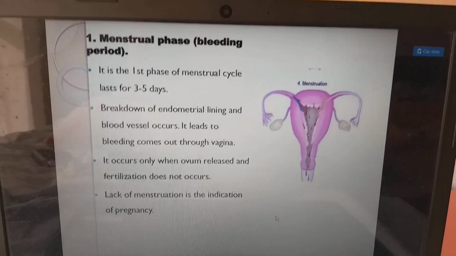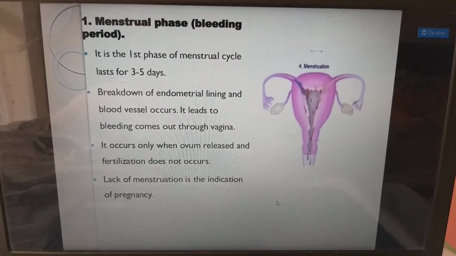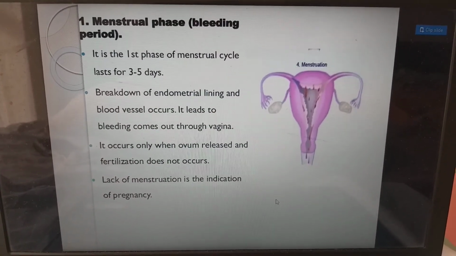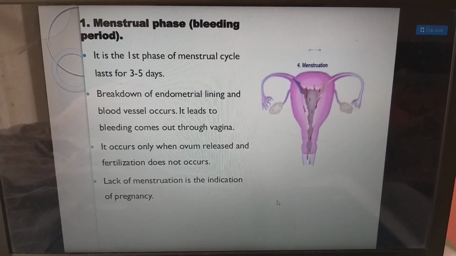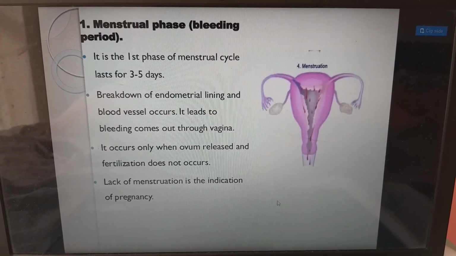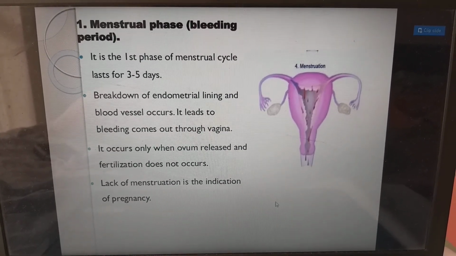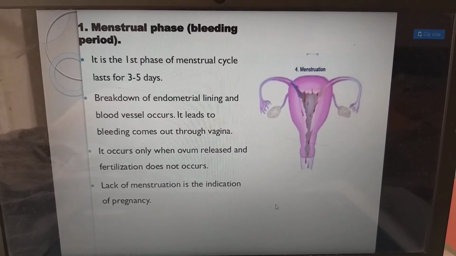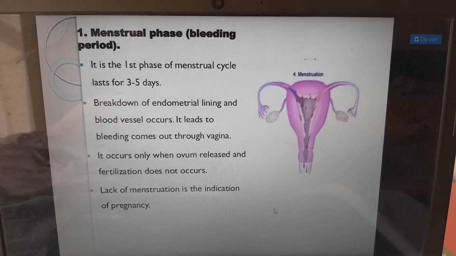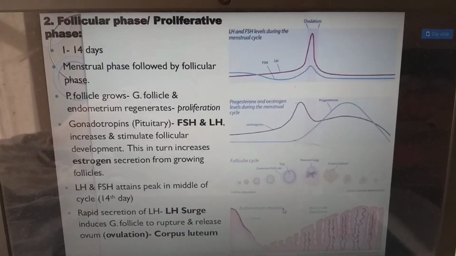Coming to the menstrual phase, which is a bleeding phase. It is the first phase of the menstrual cycle, lasting for 3 to 5 days. Breakdown of the endometrial lining and blood vessels will occur. It will lead to bleeding, which comes out through the vagina. So it occurs only when the ovum is released and fertilization does not occur. The lack of menstruation is an indication of pregnancy.